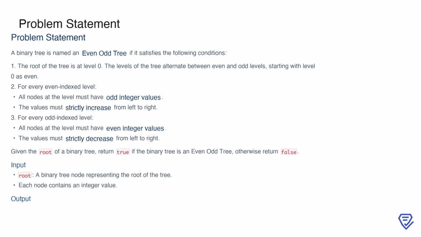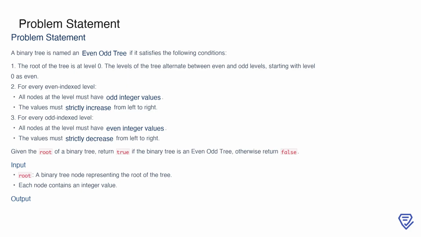An even-odd tree is a binary tree that adheres to specific rules based on the levels of the tree. First, it's important to know that the root is at level 0, and levels alternate between even and odd, starting with level 0 as an even level. Now, on even index levels, such as level 0, all nodes must have odd integer values, and the values must be strictly increasing from left to right. On the other hand, for odd indexed levels, all nodes must have even integer values, and their values must strictly decrease from left to right.